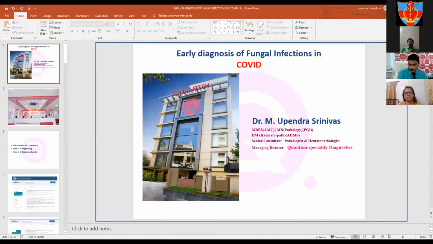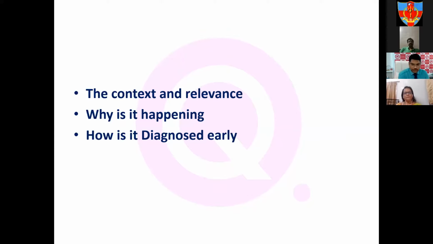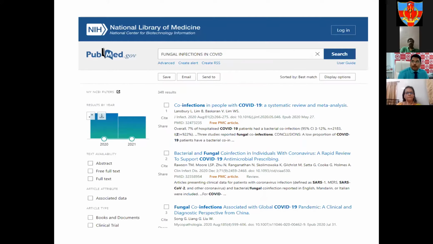My topic today is to run a few slides to explain the context and relevance of this topic. In other words, it is going to tell us where we stand and what the burden of the disease is that we are dealing with, in terms of infections, and fungal infections mainly, that come along with COVID. Why such an outbreak is happening is another area that I would like to deal with, and how it is diagnosed finally.